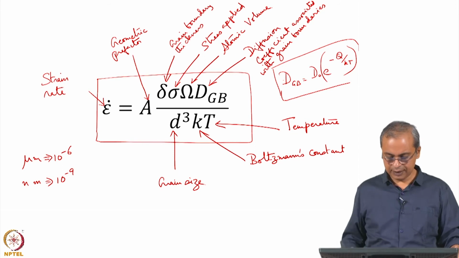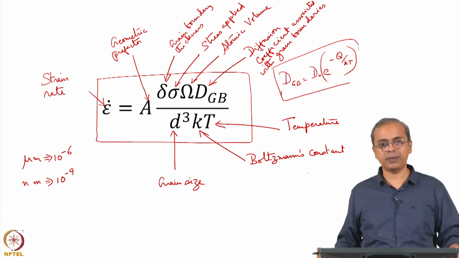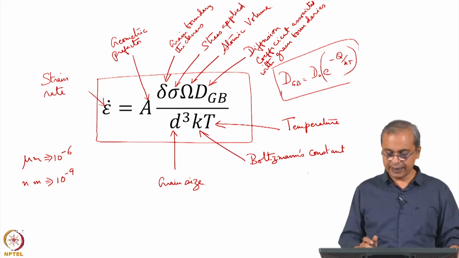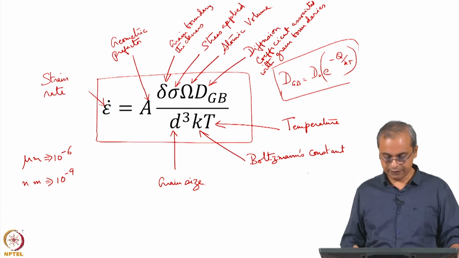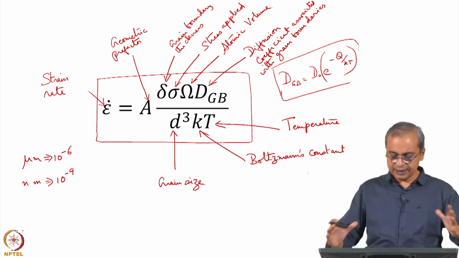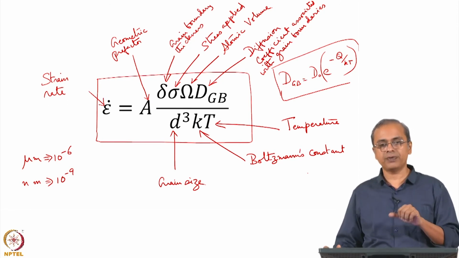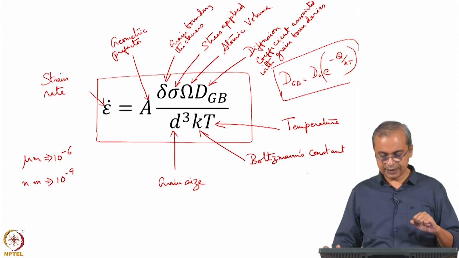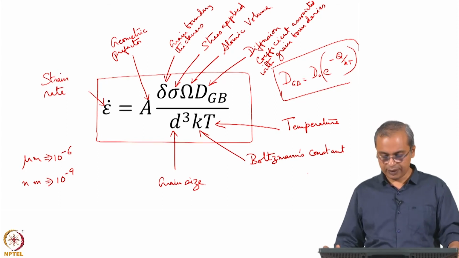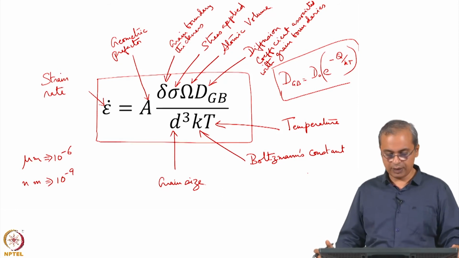So, the impact of the temperature in the denominator is not as much as the impact it has on the diffusion coefficient itself. So, you see that this is the equation that comes together, and you can see here very clearly the impact of d, which is your grain size, and how it dramatically changes the situation when you go to extremely small grain sizes.